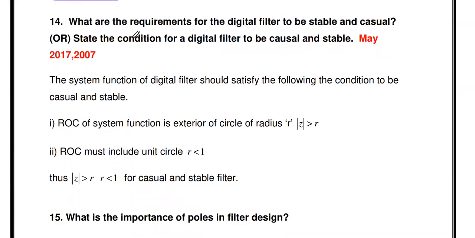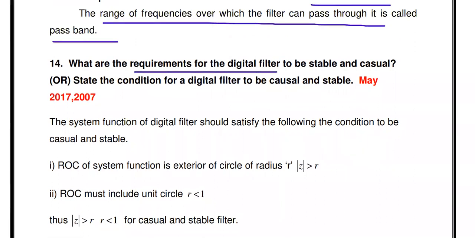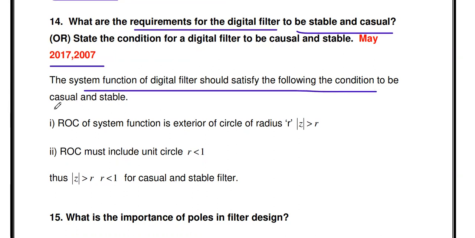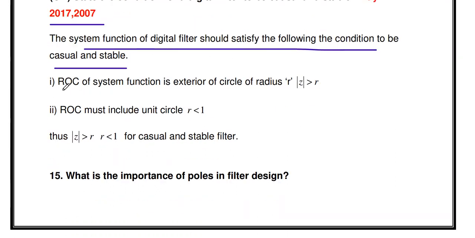Then the next one: what are the requirements of a digital filter to be stable and causal? Or, state the condition for a digital filter to be causal and stable. Okay, so already we discussed this question, in signals and systems also, the same thing. The system function of the digital filter should satisfy the following conditions to be causal and stable. So what is the condition? First one, ROC, you know, region of convergence.